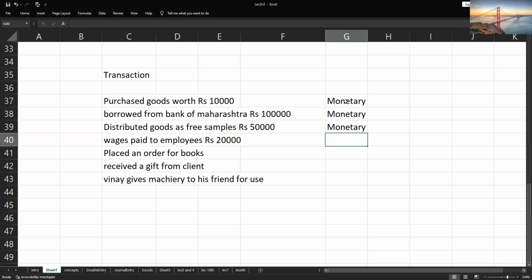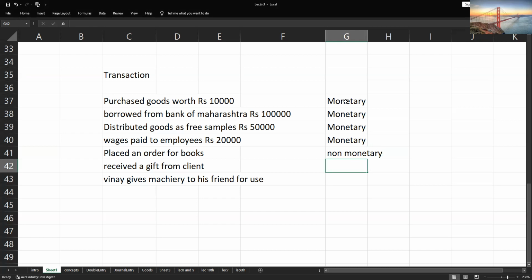Then wages paid to employees. It is one of the major expenses in manufacturing where you make payment to all the employees. So definitely it's affecting the business result. It is given in terms of money. So again, it's monetary. Next is placed an order for books. Now here, there is no transaction that took place. The order just took place, which can be cancelled also. It is not given in monetary terms. So we take it as non-monetary.